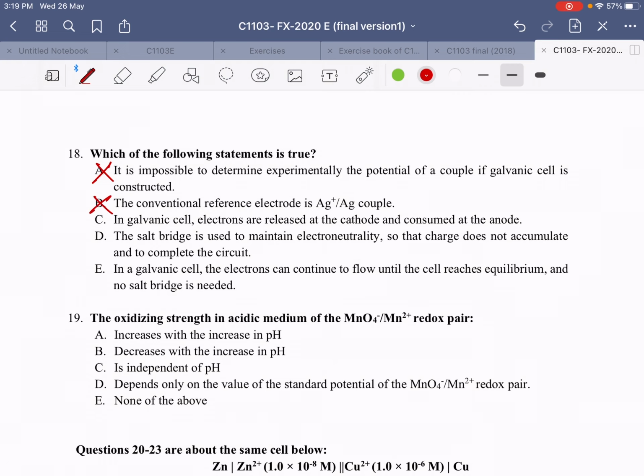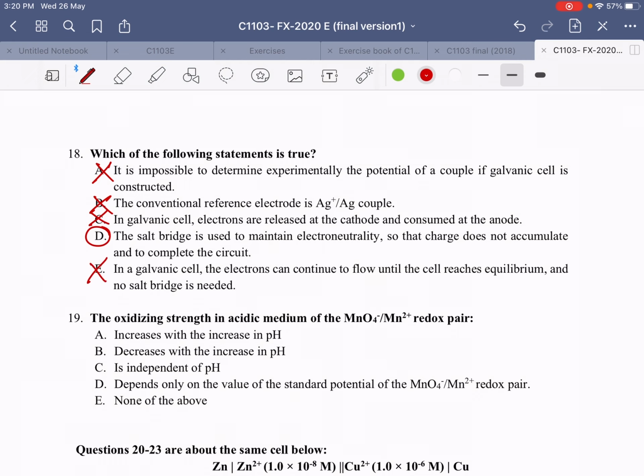This is not true. In a galvanic cell, electrons are released at the cathode. أكيد لا, they are lost from the anode, so they are released from the anode. This is not true. The salt bridge is used to maintain electrical neutrality so that the charges do not accumulate. Yes, and to complete the circuit. Yes. In a galvanic cell, the electrons can continue to flow until the cell reaches equilibrium. هيدي true, and salt bridge is not needed.